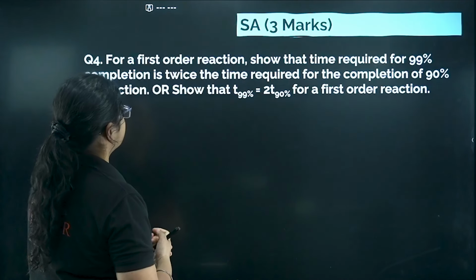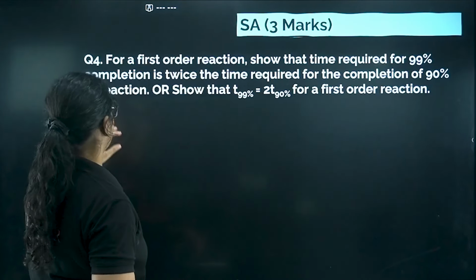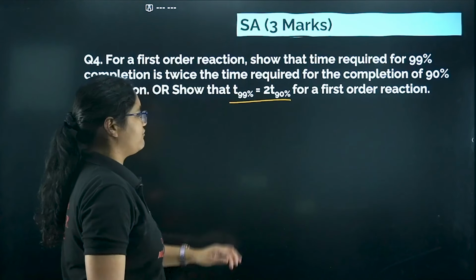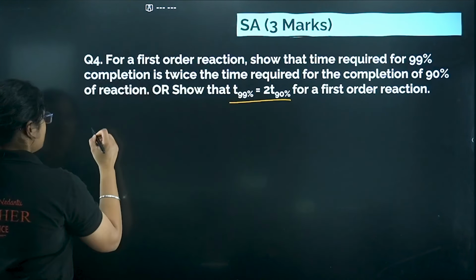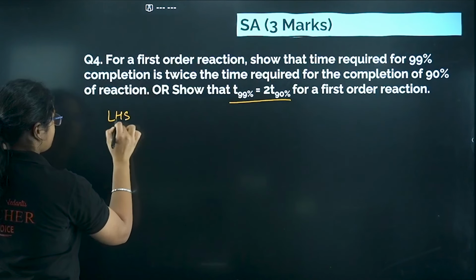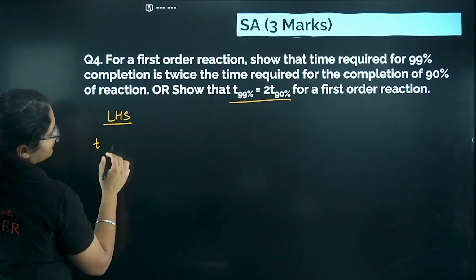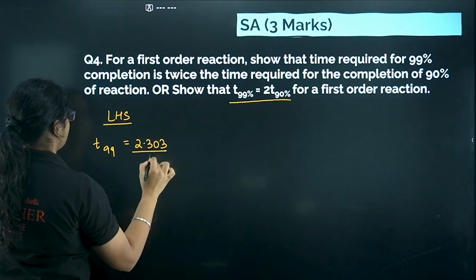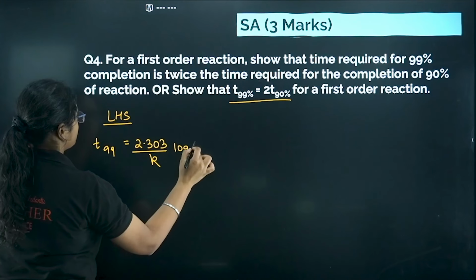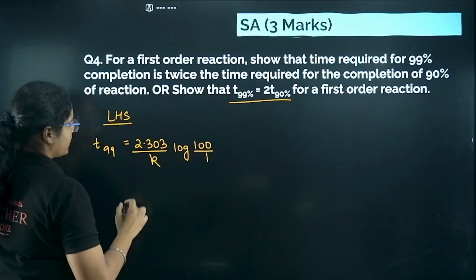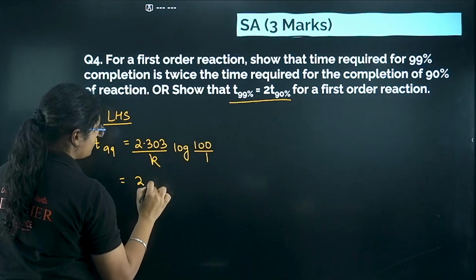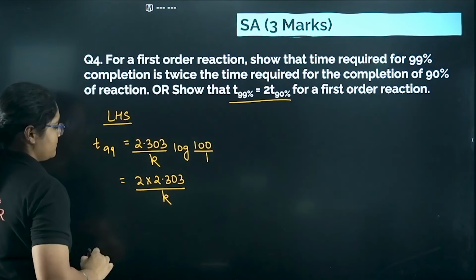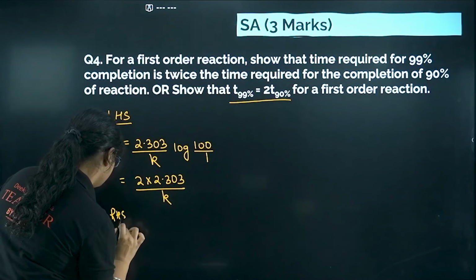Next, question number 4. For a first order reaction, show that the time required for 99% completion is twice the time required for 90%. You have to prove this one. So let us first solve the LHS one. Here I want time to complete 99%, so that is equal to 2.303 by k log of 100 by 1. So you will have 2 into 2.303 by k.